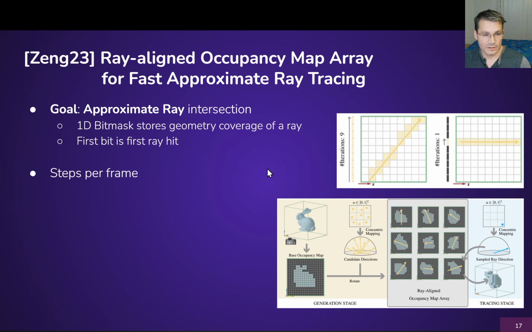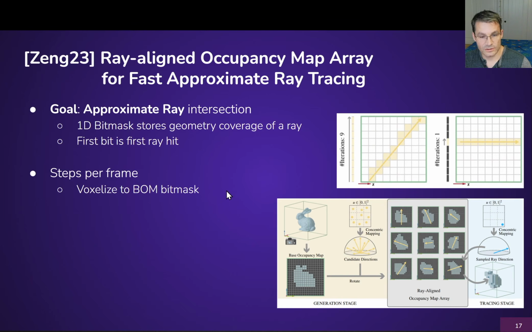So the steps per frame that are being done: first you're rasterizing your geometry to the base occupancy map bitmask. That's kind of a volumetric grid of bits that stores if there is occlusion or not, if there's an occupancy or not.